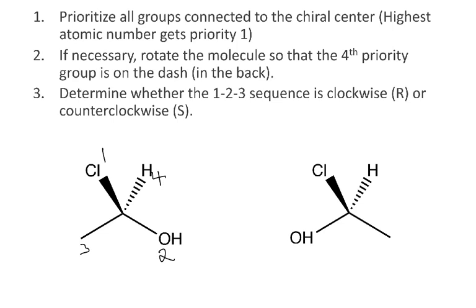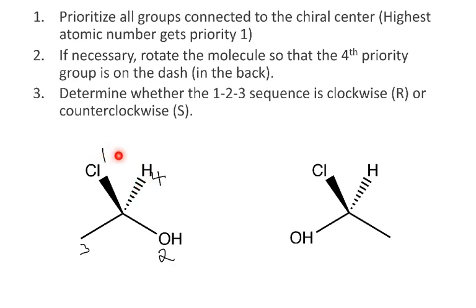And so my priority 4 group is already in the back. It's on the dash. If it hadn't been, we'd have to worry about rotating it, and I'll talk about that in more detail later. The first couple examples we're going to do are going to be such that we don't need to do this rotation, so I can essentially skip step 2 because the priority 4 group is already in the back.